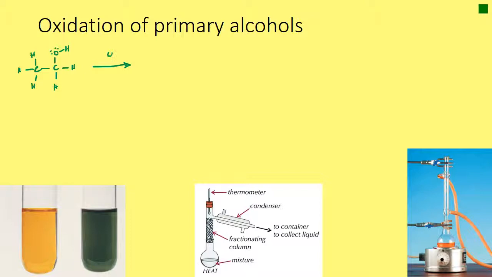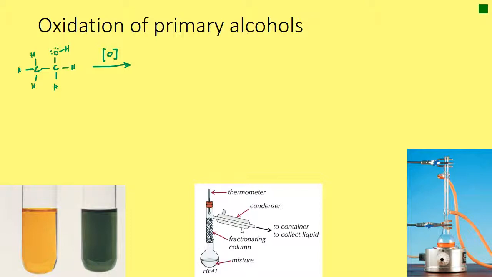So we need an oxidizing agent. It could be sulfuric acid, could be potassium dichromate, but the mechanism in this case is not what we're interested in. We're kind of interested in the result. So what we can do is put an oxygen in square brackets like that to illustrate the fact that we're oxidizing it.